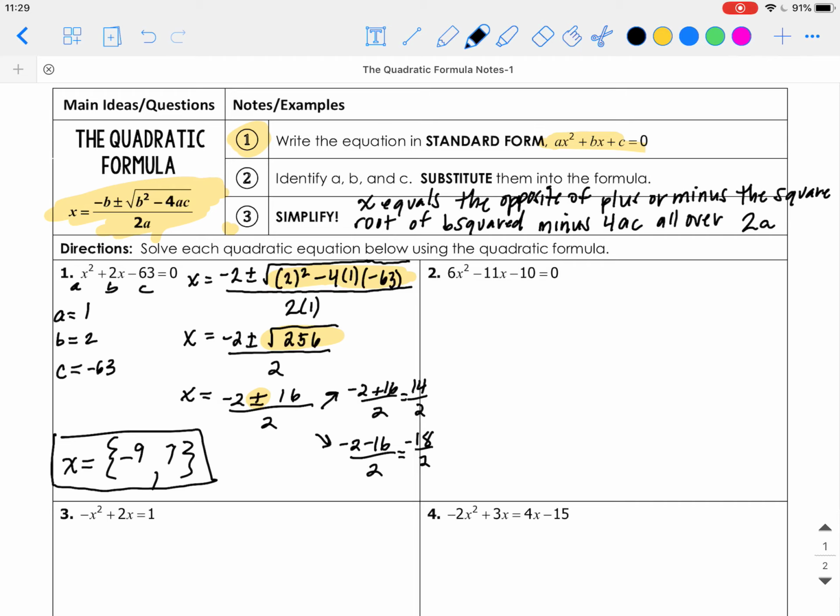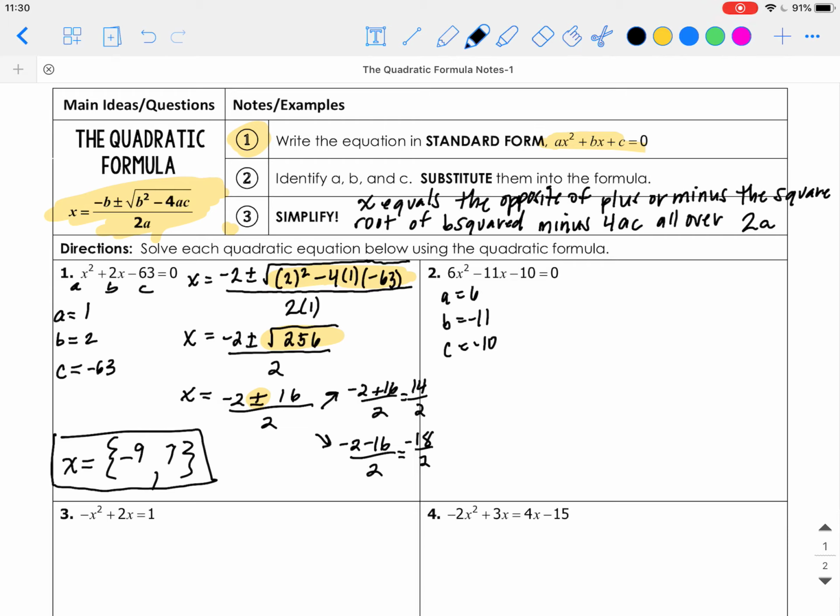So let's go ahead, let's try the next one. So I have my A, B, and C that I need to identify. So A, we have 6, B, we have negative 11, and C, we have negative 10. And again, I was able to skip right to the step because everything is already on the left side.